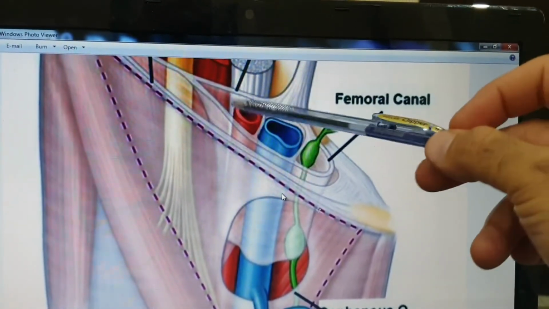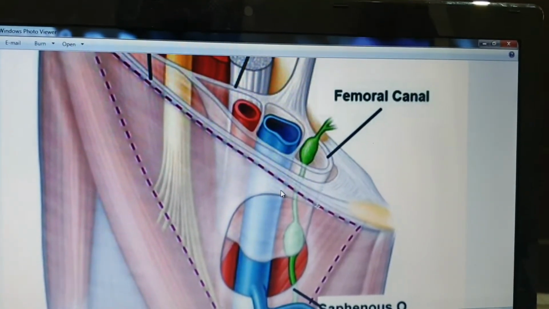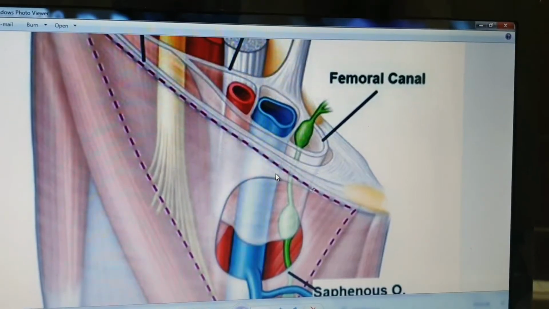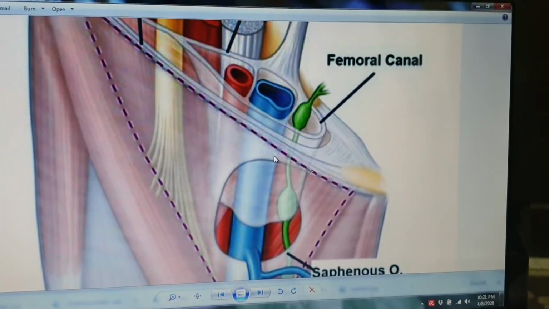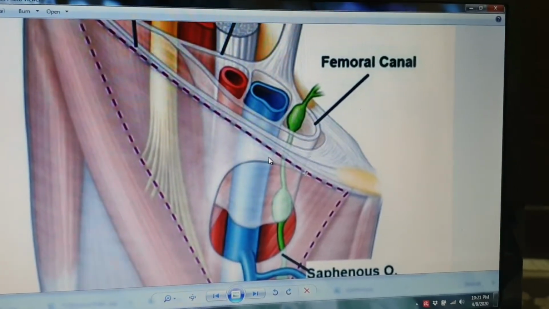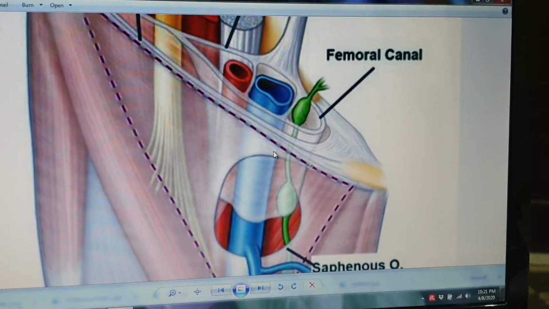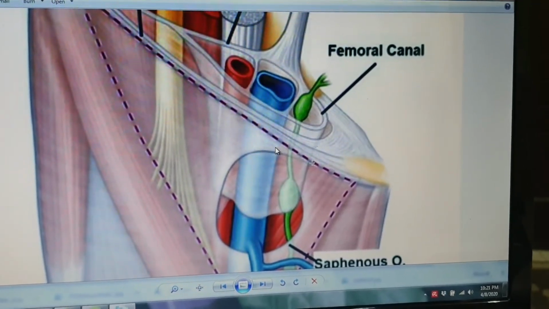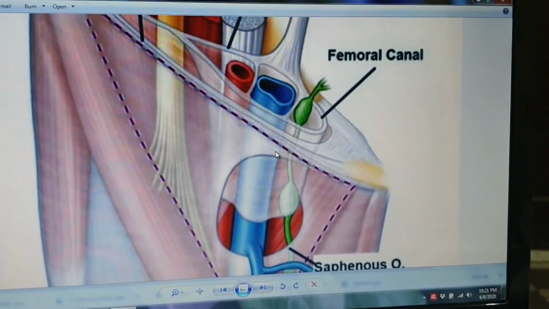The arterial compartment also has a nerve with it, which is called the femoral branch of the genitofemoral nerve. Genitofemoral nerve is a branch of the lumbar plexus, and it divides into two branches: a genital branch and a femoral branch. So the femoral branch of that genitofemoral nerve accompanies the femoral artery in the arterial compartment of the femoral sheath.